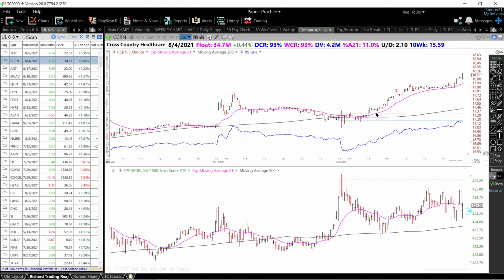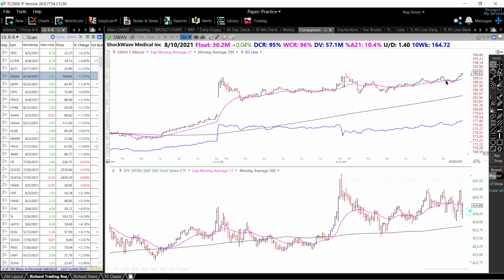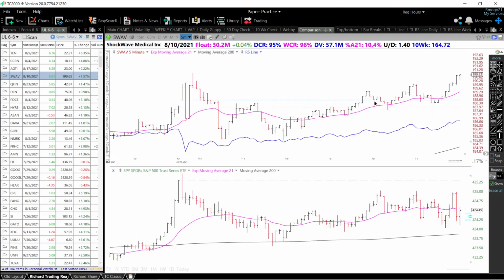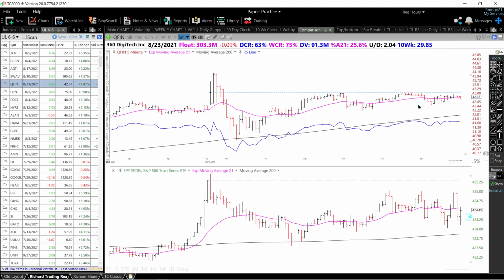CCRN, great trend intraday above that 21 EMA. AGTI, not so much, but still outperforming, closing above its open. So there's so many different ways, once again, to do this, and I think this is just a really cool visualization intraday of stocks that are outperforming. And on a breakout, you just want to see the stock trending, pulling back, trending, and outperforming over the course of the day with ideally volume coming in.